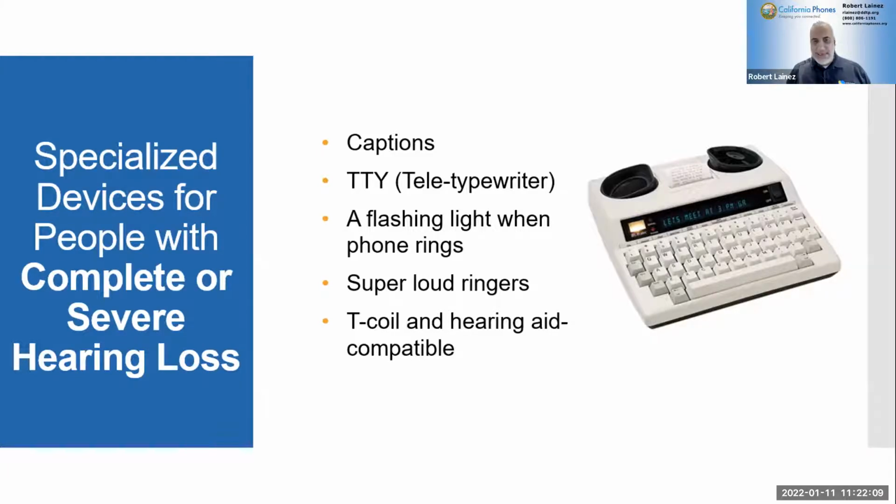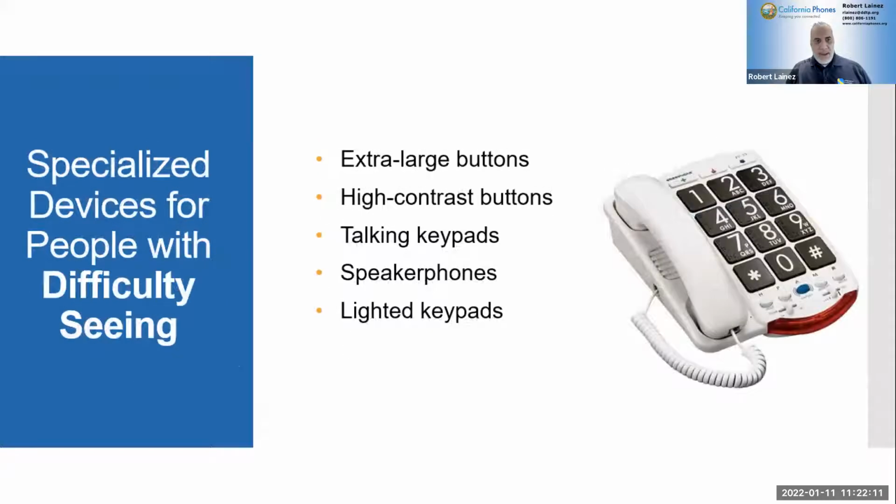There's quite a few devices that we have available. For the people who have low vision, as you can see, this phone has very large buttons, and it's still amplified as well, so you can have that control. Some of our phones have talking keypads, and I really like that feature because when you dial a phone number, it tells you what that number is, so you have a verifier that you dialed the right number.